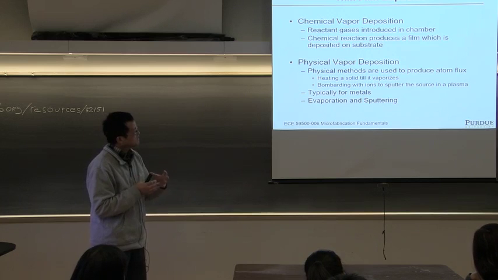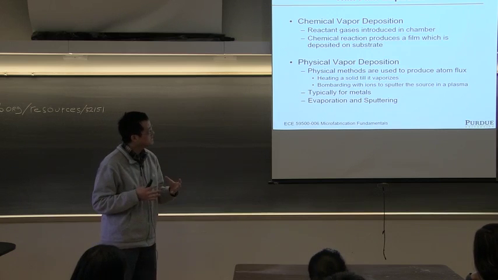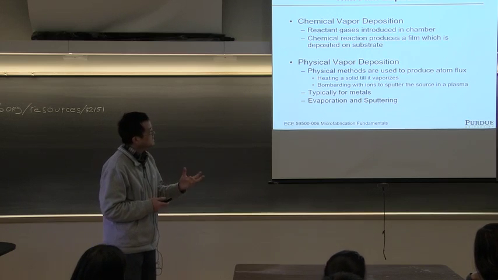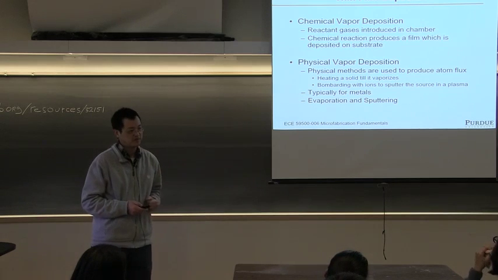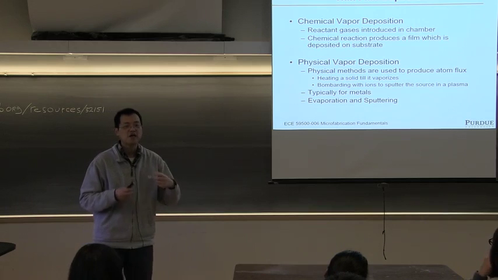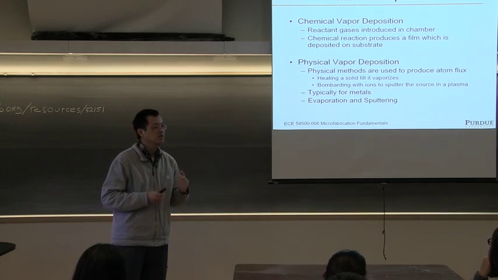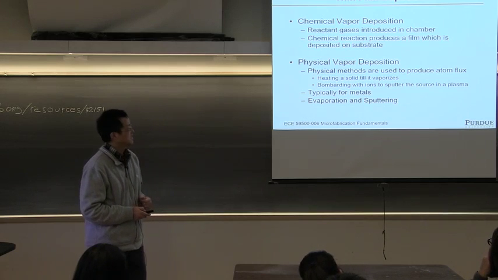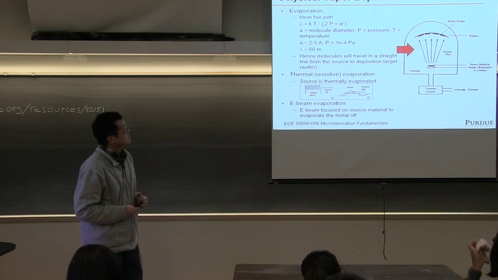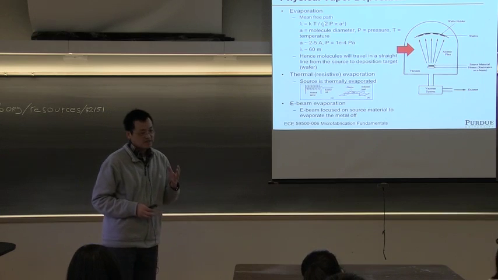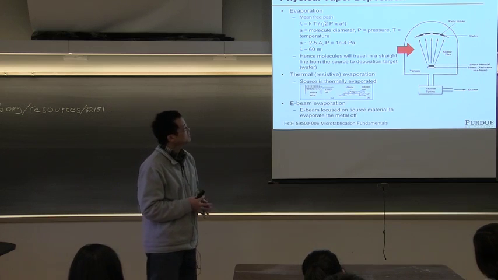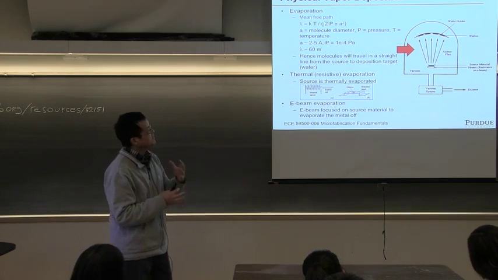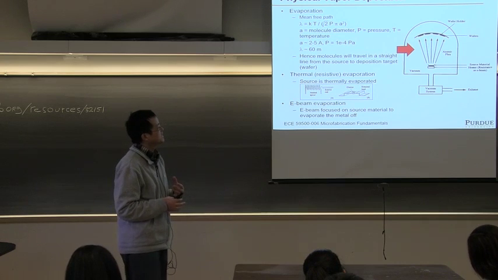Also for physical vapor deposition, there are two general methods. One is called evaporation, and the second is called sputtering. We will limit ourselves to these general methods in this lecture. So let's look at evaporation first, which we show on the right. This is a very simple schematic.